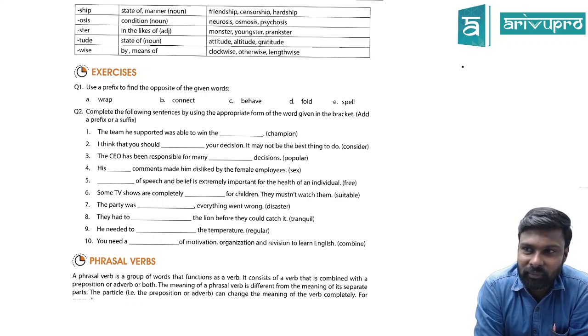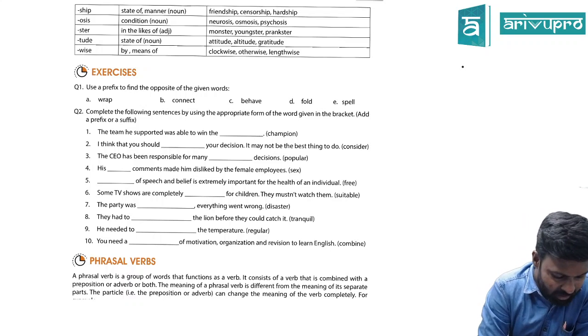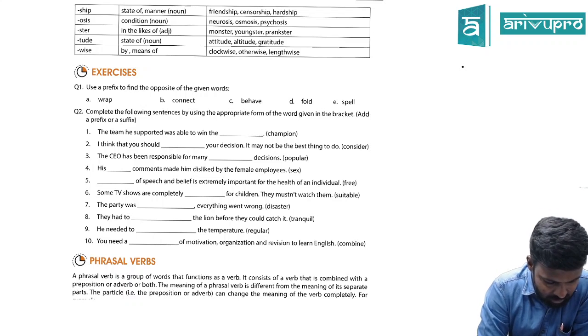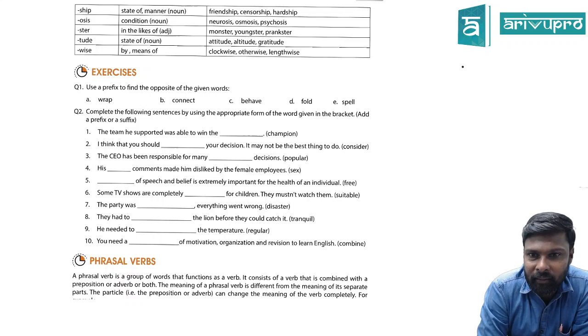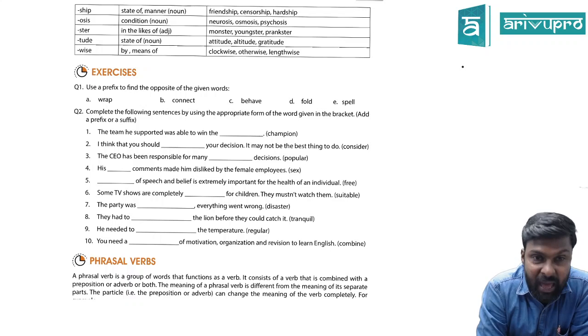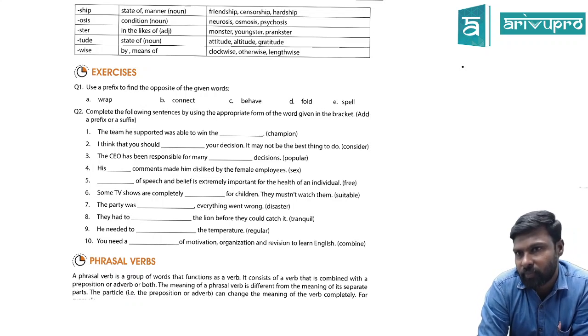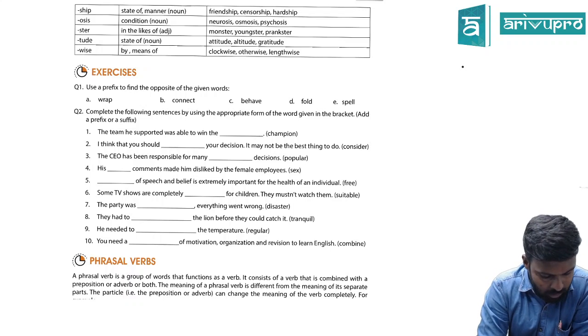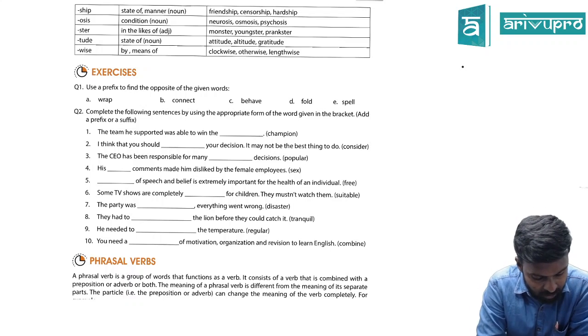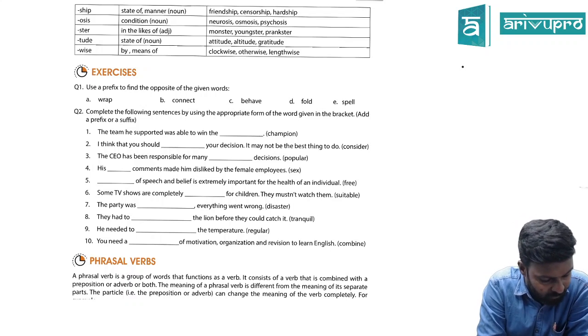Next one. Look at the exercise quickly. Use a prefix to find the opposite of the given words. Wrap, unwrap. Connect, disconnect. Behave, misbehave. Fold, unfold. Spell, dispel. Very good. Complete the following sentences by using the appropriate form of the word given in brackets. Add a prefix or a suffix.